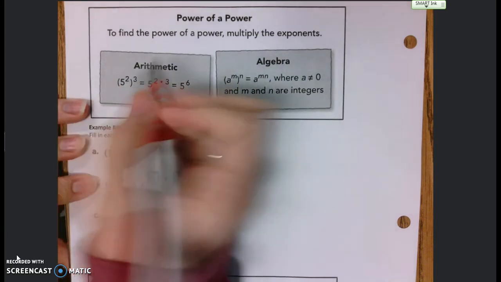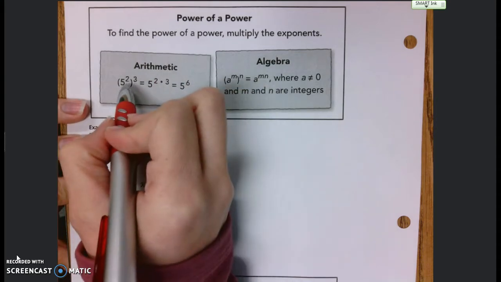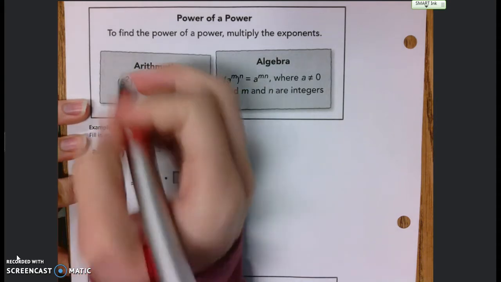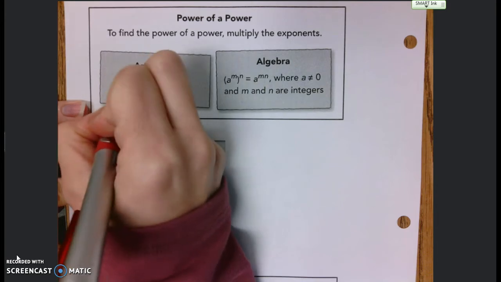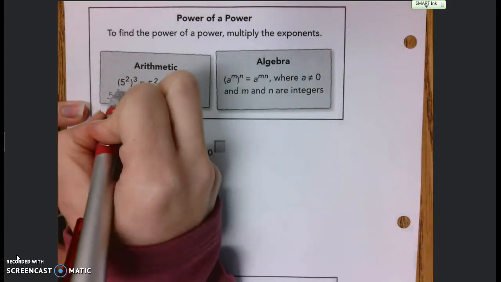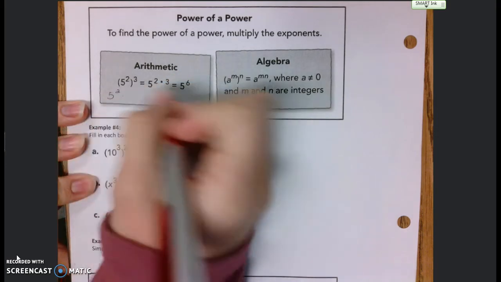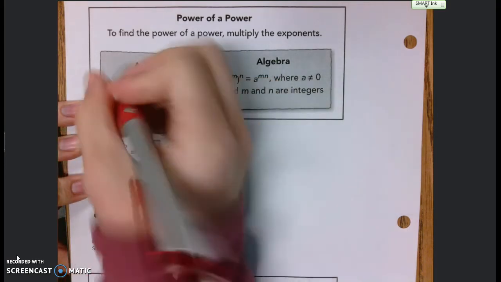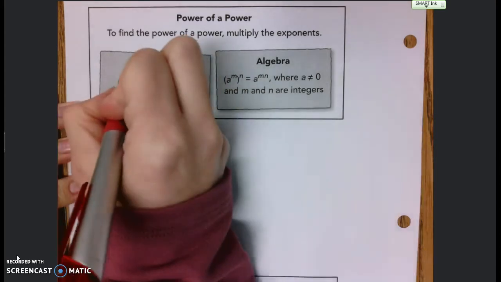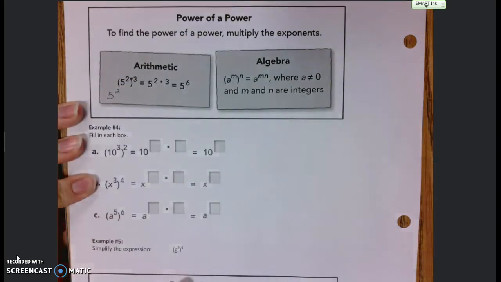In this case, you are taking 5 to the second and you are making 3 groups of 5 to the second. So if you had 5 to the second, it's like you're really taking that 2 to the third and you end up multiplying those two together. So you end up with 5 to the sixth. So you can put the little shortcut here if you just want to show the multiplication there.